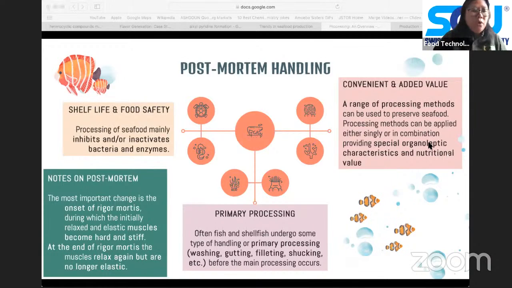A note in the post-mortem is that the onset of rigor mortis highly affects the quality of the fish. In the onset of rigor mortis, we know that the relaxed and elastic muscle becomes hard and stiff. So the post-mortem handling usually always considers the onset of rigor mortis, whether to do it before or after the rigor mortis.